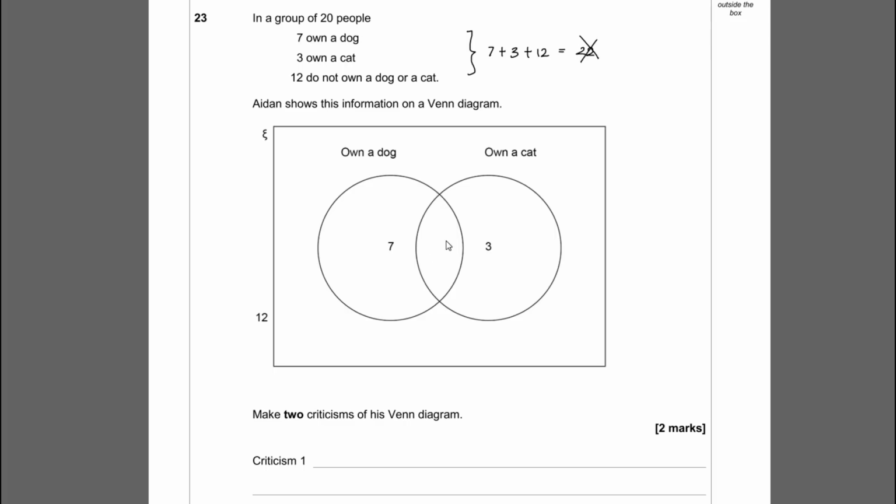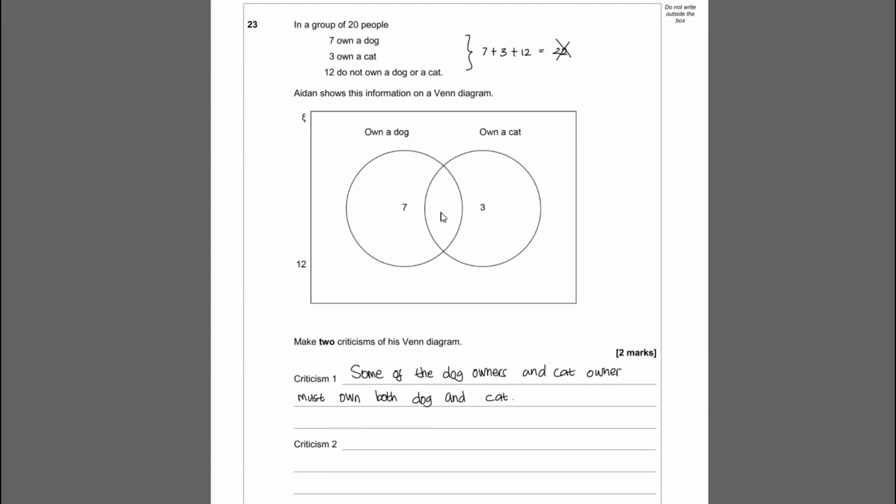There must be some number here, because some of these people will own both dog and cats. Let's write it down as our first criticism. Some of the dog owners and cat owners must own both dog and cats. We should make a number x here. So 3 take away x and then 7 take away x. Then the number 7 should be 7 minus x and 3 should be 3 minus x with x in the intersection. It seems a too long answer. Please make your own sentences nicer than mine.